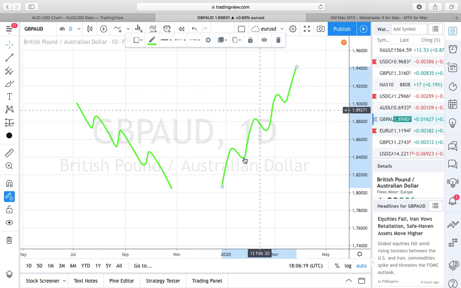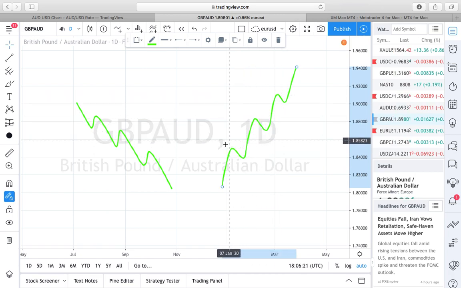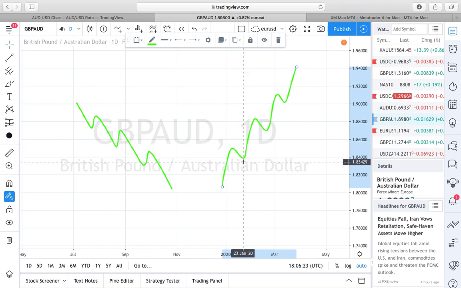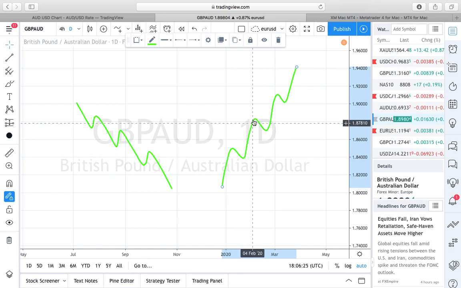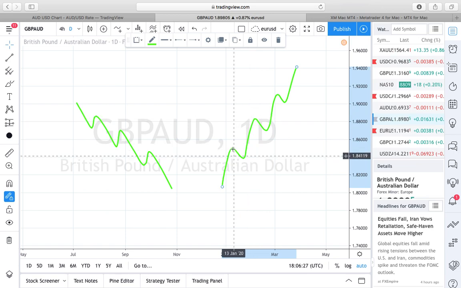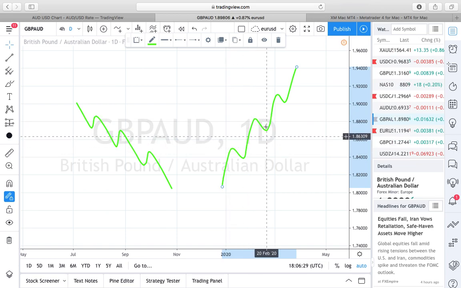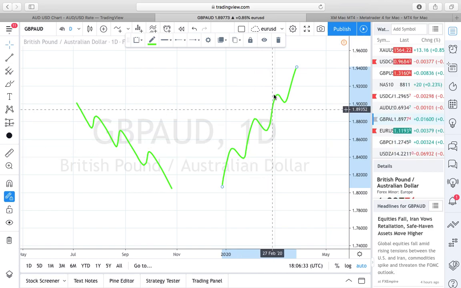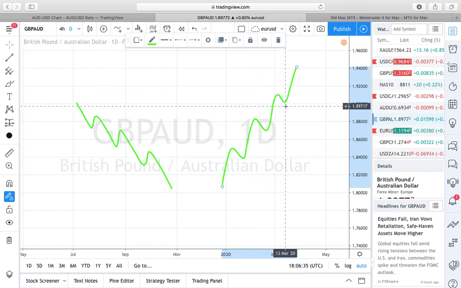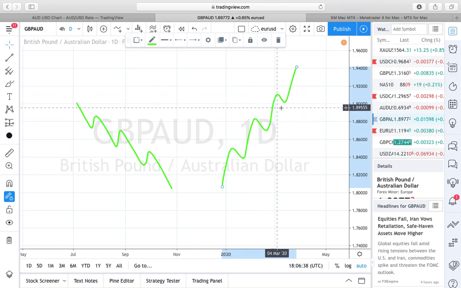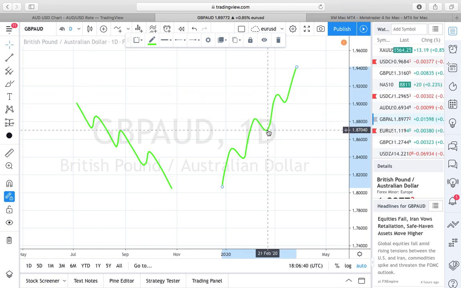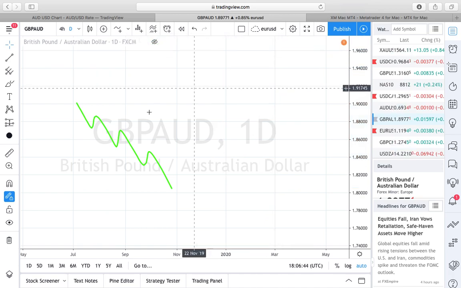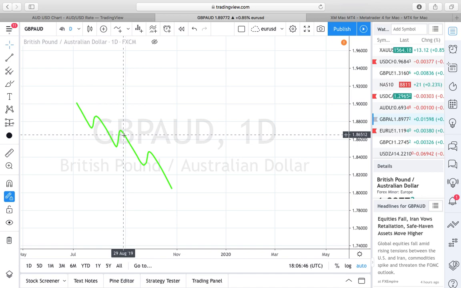So why we say higher highs and higher lows is because this will be your first high, this will be your first low, right? And this becomes a higher high because this high is higher than the previous high. And this becomes a higher low because this low is higher than the previous low. Same thing, higher high, higher low, because this high is higher than this high, and this low is higher than this low. So that's the first two that I mentioned at the beginning, because I said there were three, right?